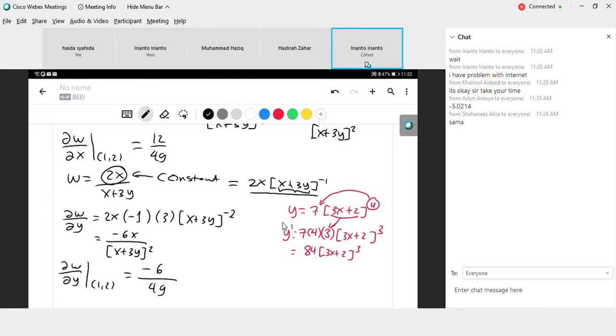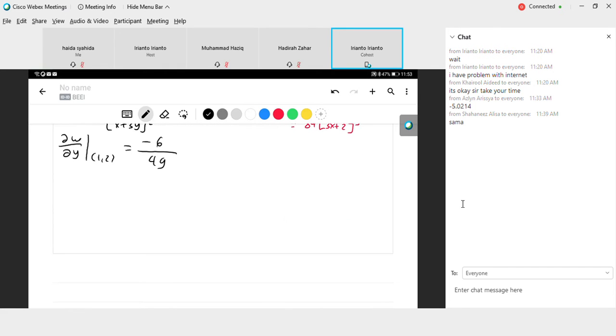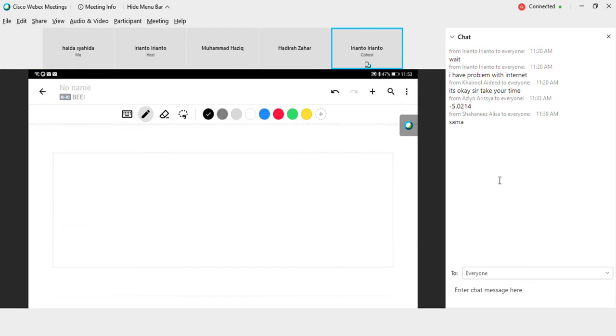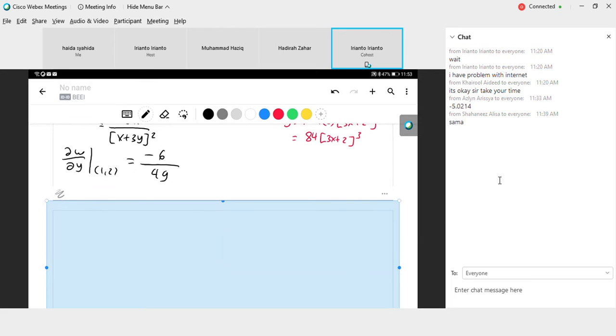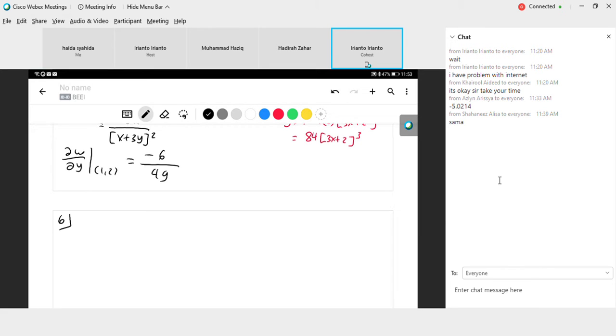Okay. Do you have any questions? Do you understand? Yes. Okay, good. Now, question 6. g equals x e to the power of y squared times tangent of (x squared plus y). Now you need to find the partial derivative of g with respect to x. What should we do?